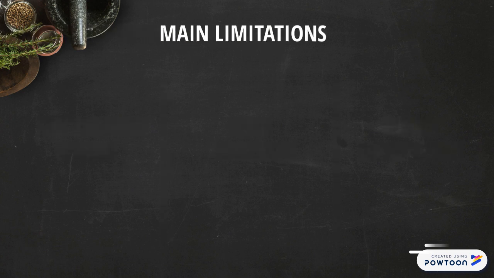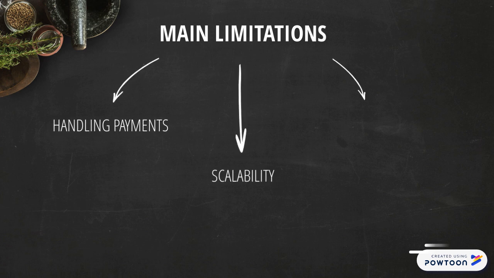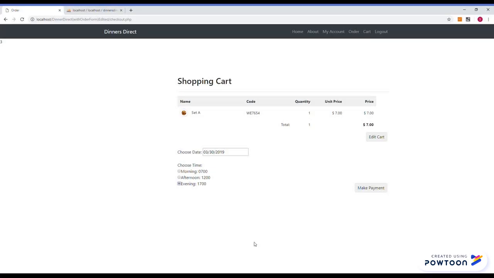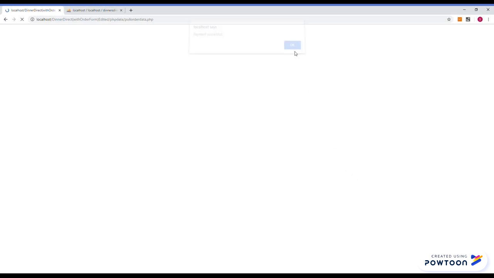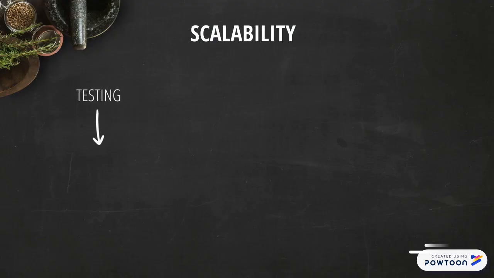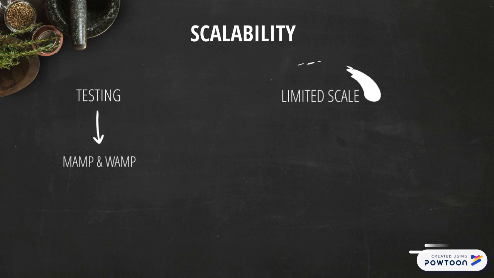The main limitations of the site would include handling of payments, scalability, and the lack of a delivery schedule algorithm. First, credit card payments were not tested. When the user presses the Make Payment button, order details are just pushed to the main database. As all testing was completed on MAMP and WAMP, these are locally hosted servers rather than external servers. Thus, testing was done on a limited scale and load testing was not included.